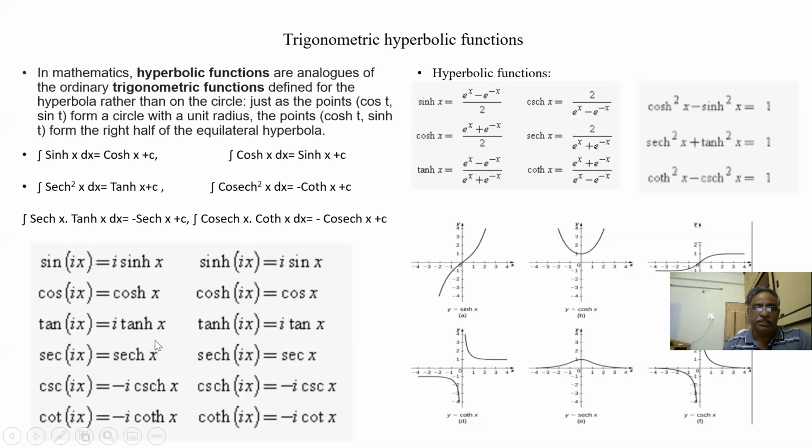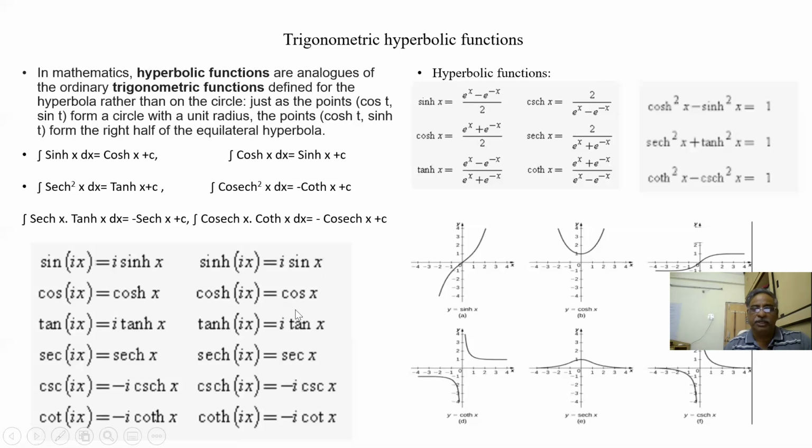Tan will come as i tanh x. Sec ix is equal to sech x. So cosec ix is equal to minus i cosech x. Cot ix is minus i coth x. Wherever the combination is coming, we are getting i. Wherever it is only cos and secant, i is not there. So similarly, sinh ix is equal to i sin x. Cosh ix is equal to cos x. Tanh ix is equal to i tan x.